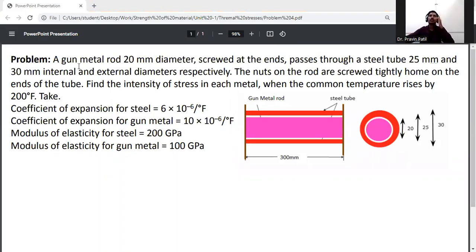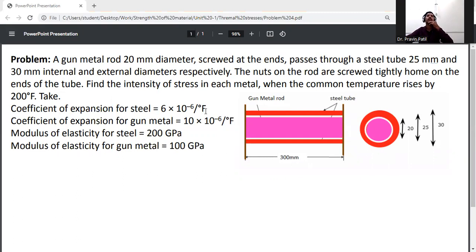Okay. A gunmetal rod, 20 mm in diameter, passes through a steel tube of 25 mm internal and 30 mm external diameter respectively. The nuts on the rod are screwed tightly home at the ends of the tube. Find the intensity of stress in each metal when the common temperature rises by 200 degrees Celsius.